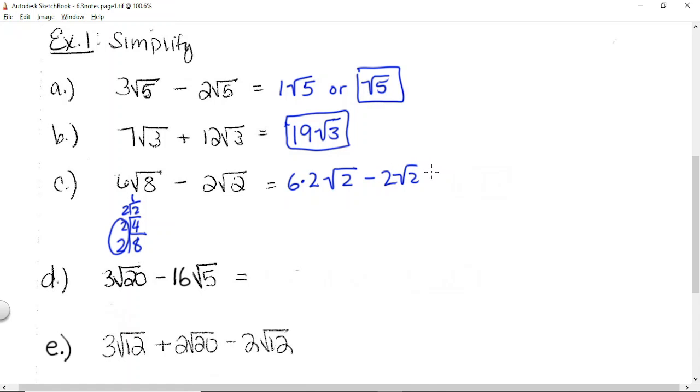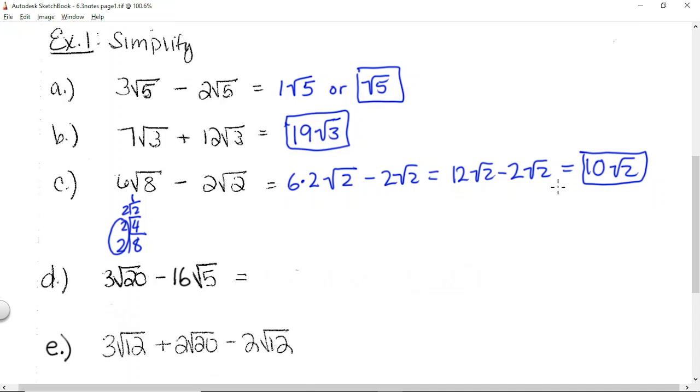So 6 times 2 here is 12, of course, right? So that's 12 times the square root of 2 minus 2 times the square root of 2. And now we do have the same radicand, right? Square root of 2, both of them. So we can combine that. We can do the subtraction. 12 minus 2 is 10. Okay, and that is it.